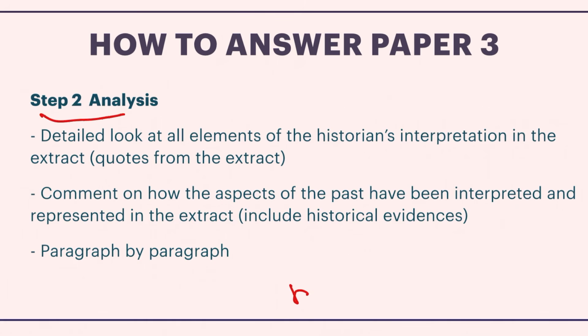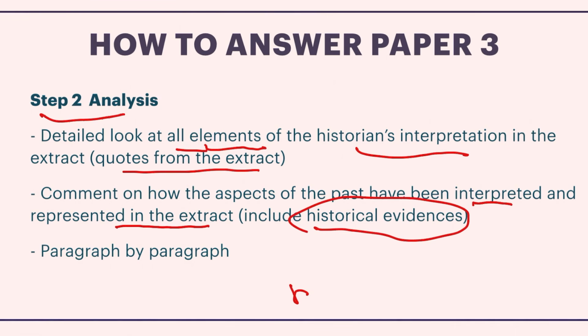The second step is to analyze the paragraphs. You look at all the elements and the interpretation in the extract. Make sure you quote from the extract. Comment on how aspects of the past have been interpreted and represented in the extract. This is when you have to include your historical evidence, the things that you have studied in Paper 3. You can do this paragraph by paragraph. Okay, so that is your step 2, analysis.